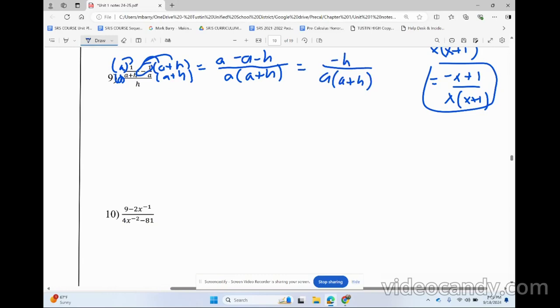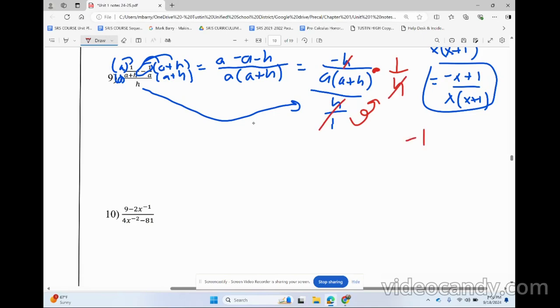All right, and now I'm going to bring this h from way over here. Now that does go on bottom, but I'm going to write it as h over 1, which is just going to remind me that I need to flip this upside down and turn it into multiplication, just like we did last problem. I can cancel out the h here. This is gone because I flipped it upside down. So it looks like up top I'm just left with -1, and on bottom I'm left with a times a plus h.